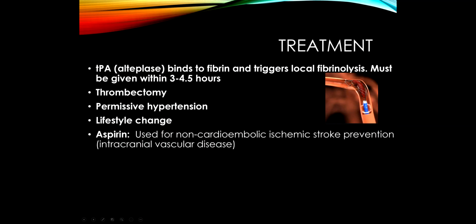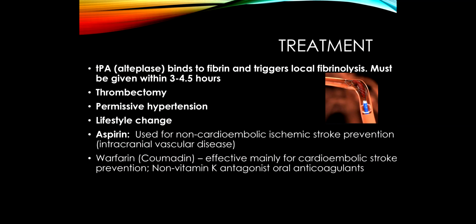Now, in terms of stroke prevention, we use aspirin as our first line for non-cardioembolic strokes. Overall, that will lower your chance of having a stroke by about 20-25%. Warfarin, or Coumadin, is used for the cardioembolic strokes, like prevention for someone that has atrial fibrillation. And in the last 10 years or so, we have these NOAC agents, non-vitamin K antagonist oral anticoagulants, which are really a nice alternative to warfarin.